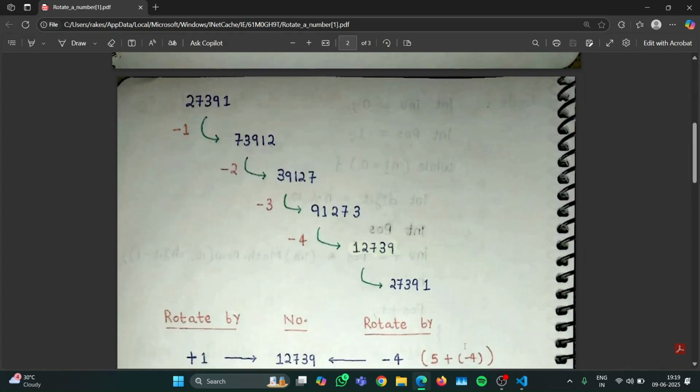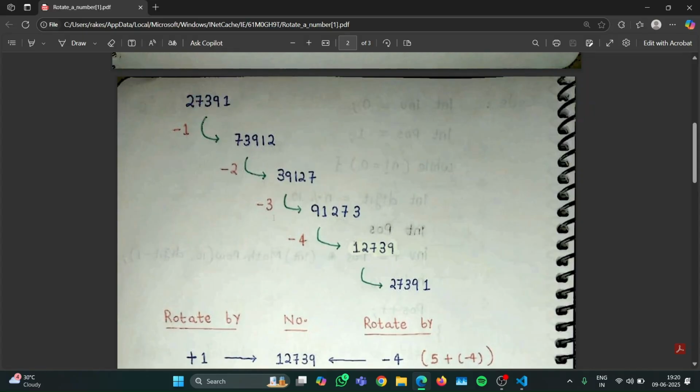Similarly, we can rotate the number in the negative direction as well. What do you mean by negative rotation? That means take the number from the front and put it in the back. That is nothing but our anti-clockwise direction of rotation. So here, rotating by -1 means we have to take the 2 from the front and put it in the back. Similarly, rotate by -2 means take the 27 at the front and put it in the back. Similarly, rotate by -3 means take 3 digits from the front and put them in the back.